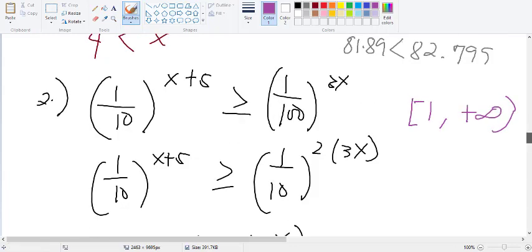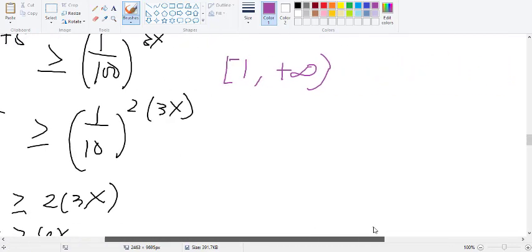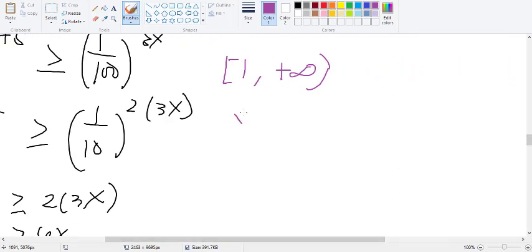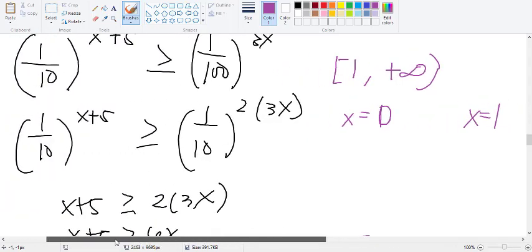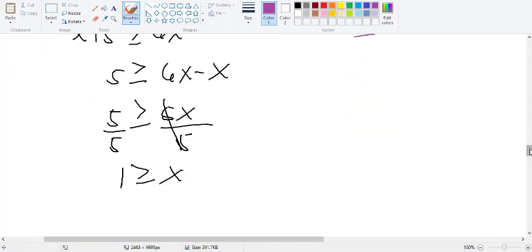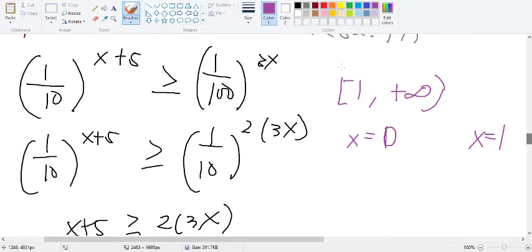So, let's check. Let's check if that is correct. So, let's say x is equal to 1, since 1 is included, right? Let's say something lower than 1, x is equal to 0. And then we have x is equal to 1. And then something that belongs in the infinity part, so x is equal to 2, let's say. So, if x is 0, okay, sorry, so 0 plus 5 is 5.